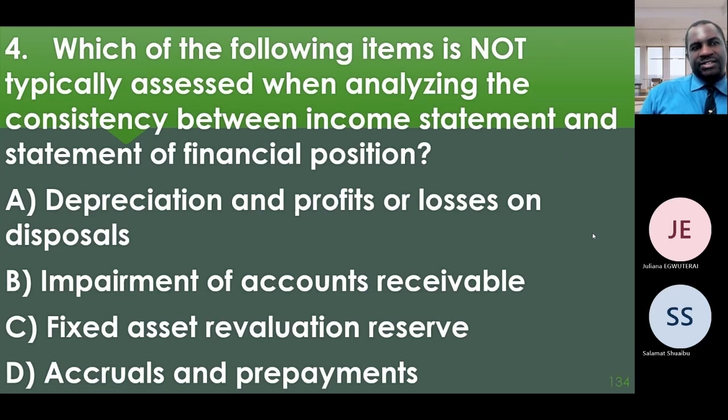Which of the following items is not typically assessed when analyzing the consistency between income statement and statement of financial position? A, depreciation and profits or losses on disposals. B, impairment of accounts receivable. C, fixed asset revaluation reserves. D, accruals and prepayments. What's your pick, J?